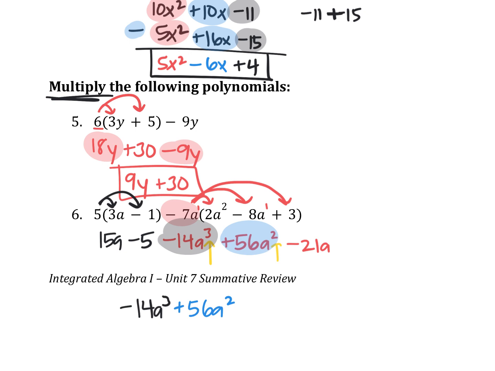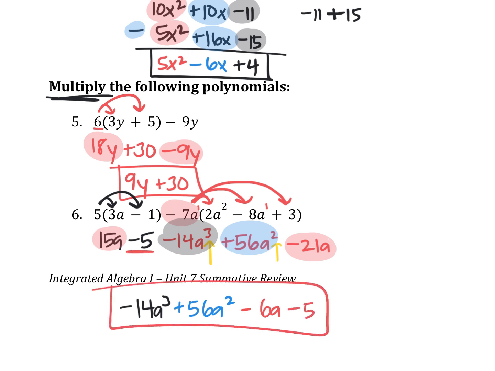Now I can go ahead and combine my a terms. I've got 15a plus negative 21a. And when I add those together, I'll get negative 6a. And then I just have that negative 5 left over. So this would be my final answer for that problem.